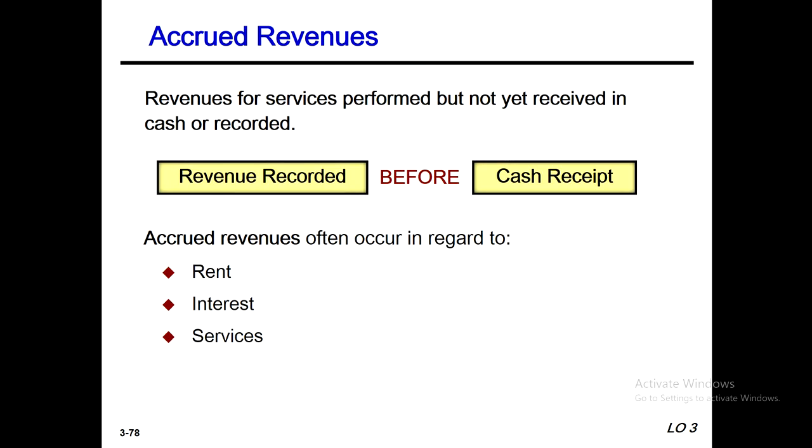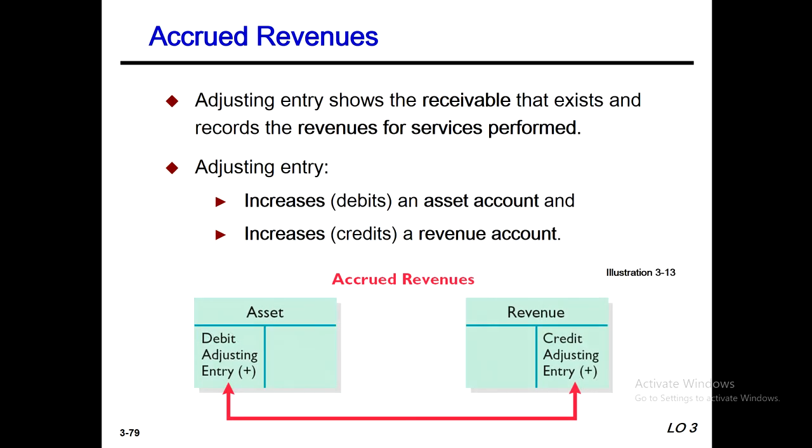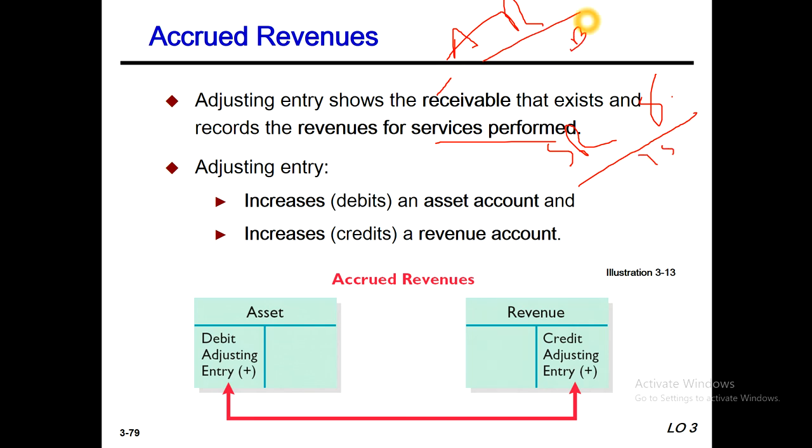Now, accrued revenues. Revenues for services performed but not yet received in cash or recorded. Already I have discussed that revenue is recorded before and we will receive the cash later. Rent, interest, and service are the accrued revenues that often occur in this regard, that means these three types or maybe more. The adjusting entry shows the receivable: account receivable will be debit and service revenue will be credit. Service revenue is an income statement item, and account receivable is a balance sheet asset item. Okay, I think everybody is clear.